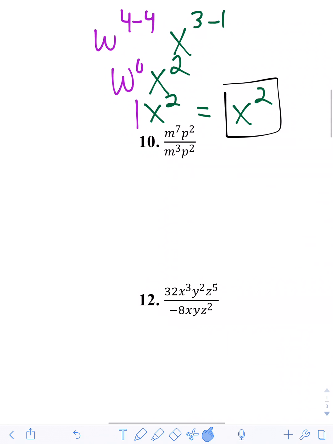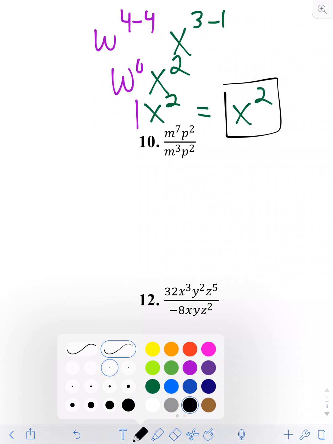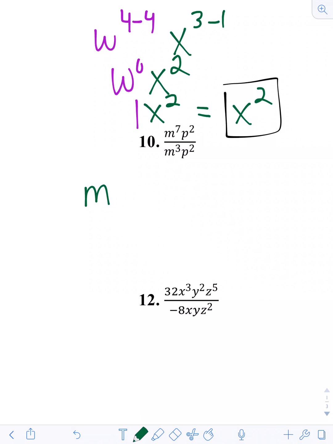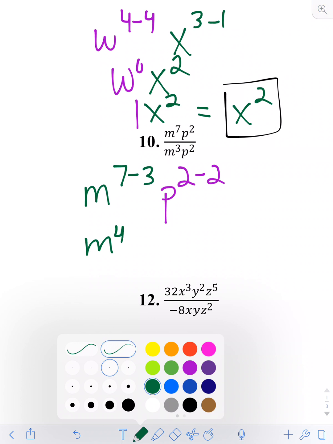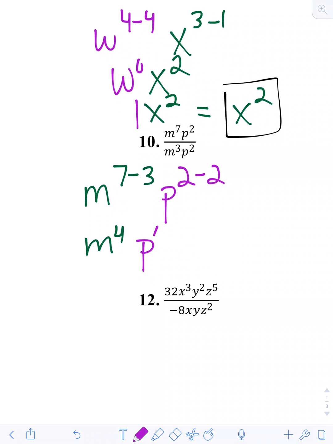All right, number 10, two different variables again. So I have m, 7 minus 3, and we have p, 2 minus 2. So m, 7 minus 3 is just 4, and p, 2 minus 2 is 0. So again, anything to the power of 0 is always 1. So really our final answer here, make this red, our final answer here is just n to the fourth power.